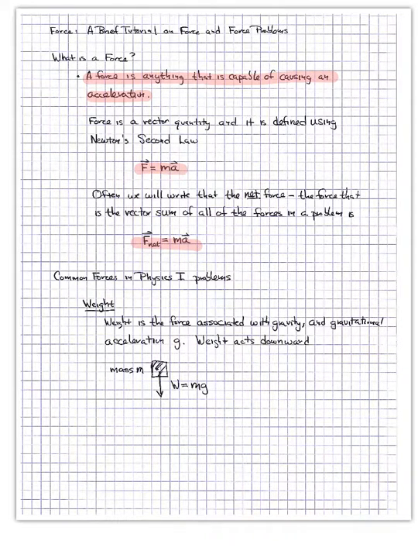and forces act on objects. So there are some common forces that we're going to encounter in Physics 1 problems. The first one is weight. And weight is the force associated with gravity and gravitational acceleration g. And the weight always acts downward. And we draw that with this downward arrow.